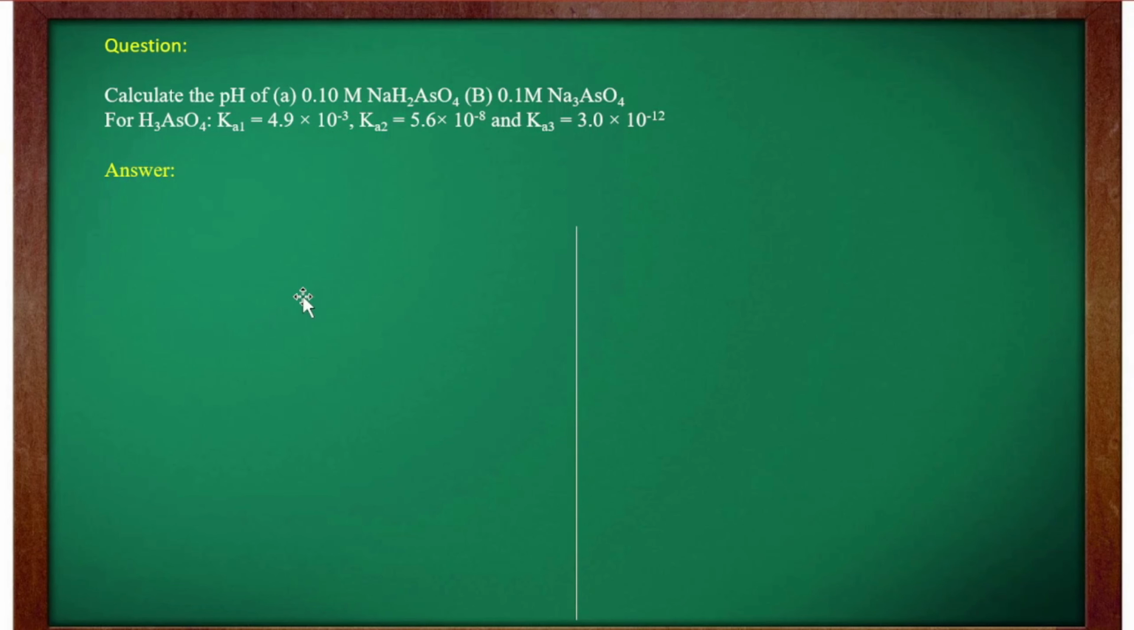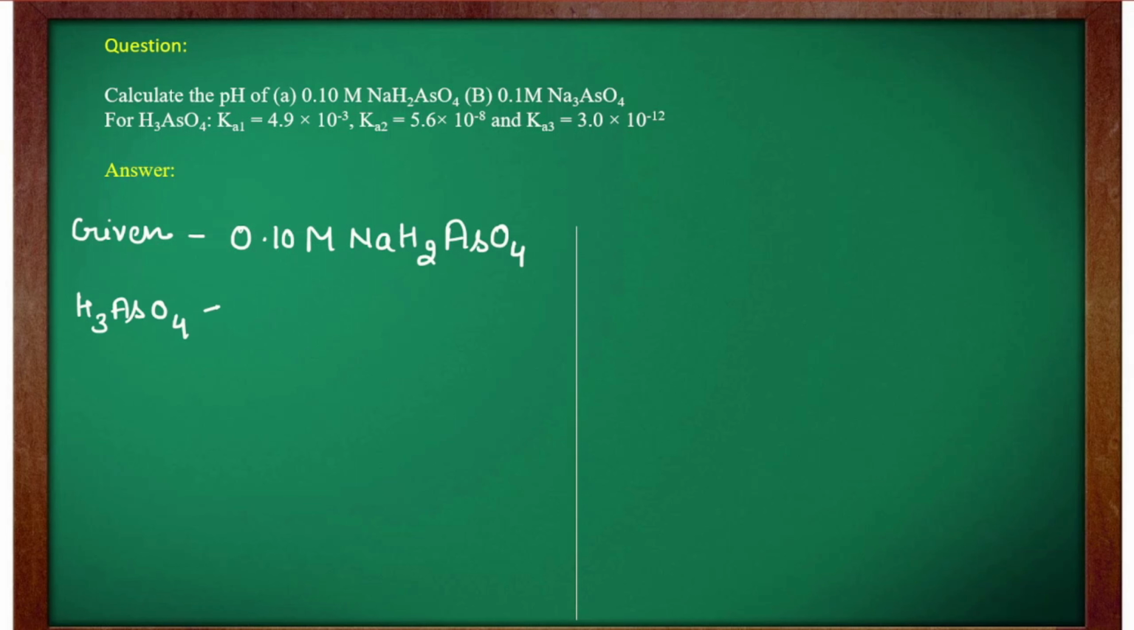In the above question, the given concentration of sodium dihydrogen arsenate is 0.1 molar. The dissociation constant of arsenic acid for the first step is 4.9 × 10^-3, the second dissociation step is 5.6 × 10^-8, and the third dissociation constant is 3 × 10^-12.